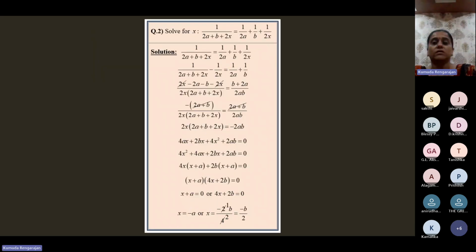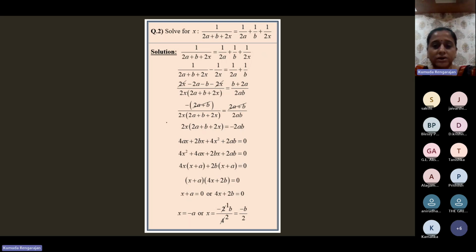So this you can help yourself because it is very similar to the earlier one. You can see here 1, 2, 3, 4 terms. Two of these terms have an x, and these two terms don't have x. This is the equation given. So we'll have the two terms that don't have x on the right hand side, and the two terms that have x on the left hand side.